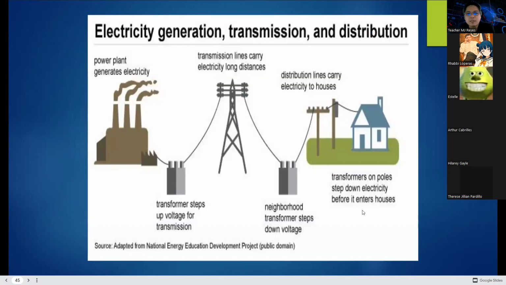So as you can see, from electricity generation, transmission, and distribution, the power plant generates electricity. Transformers step it up because it will travel along cables and wires. Transmission lines carry electricity for long distances. Once it reaches your nearby post, that post has its own transformer to step down the voltage to 220, and the electricity will travel into your houses at 220 volts.